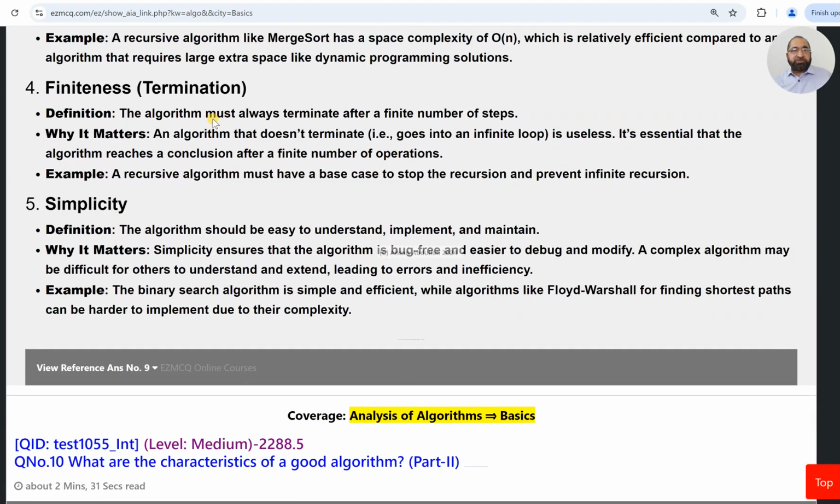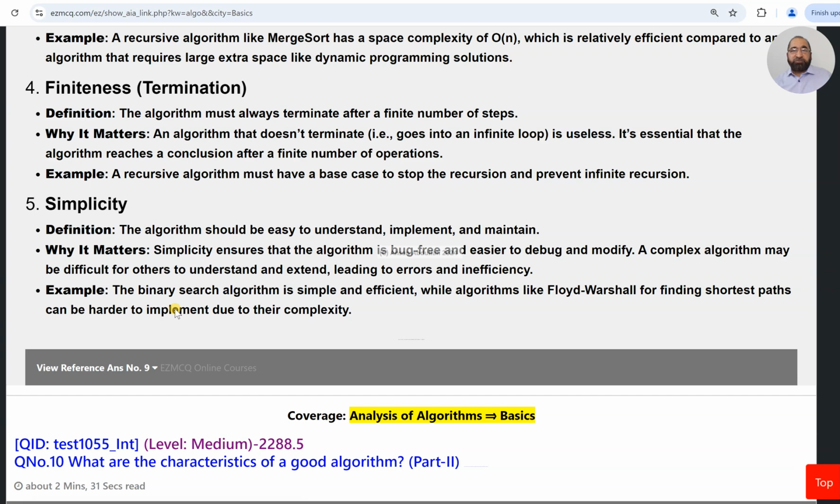And then the simplicity. It should be easy to understand. It should be easy to implement. It should be easy to maintain. And of course, for example, if you look at binary search, binary search is fairly straightforward to implement and maintain, as opposed to the Floyd-Warshall algorithm. Finding the shortest path can be harder, right? And if it's harder to code and harder to implement, then it's harder to maintain also. But this is what is expected. The most important thing is that it should give the correct answer. It should give the optimal answer.